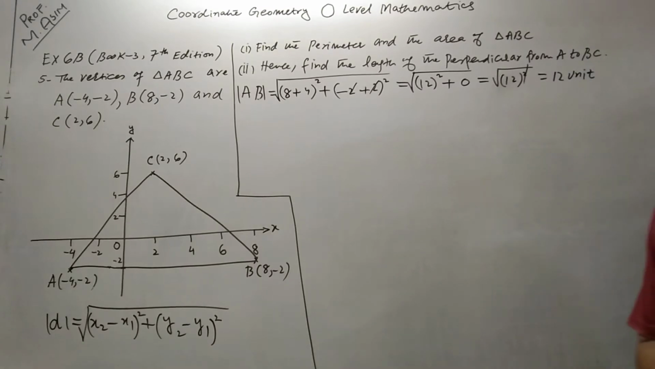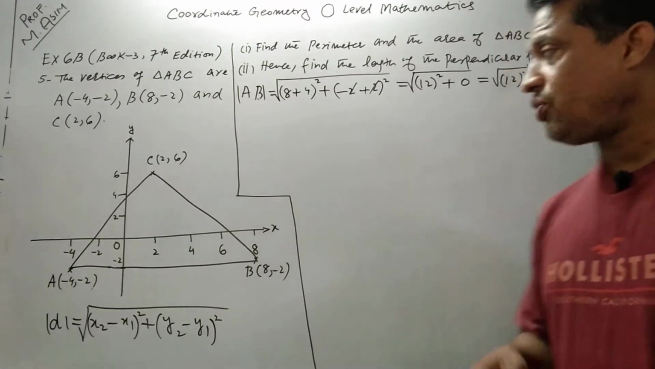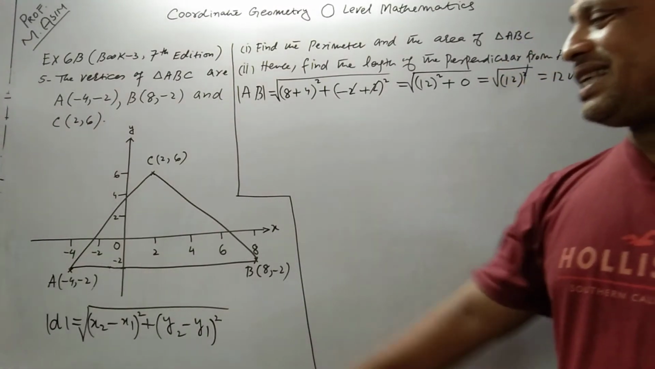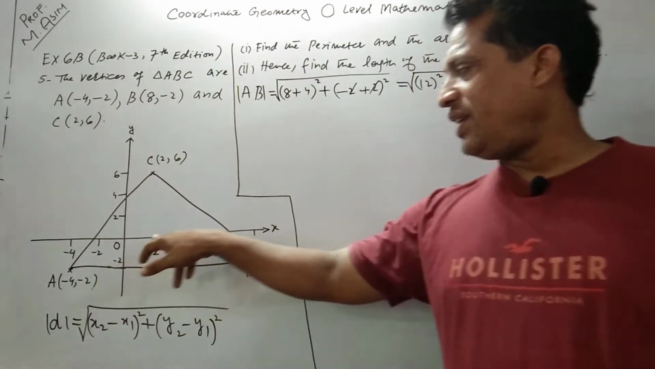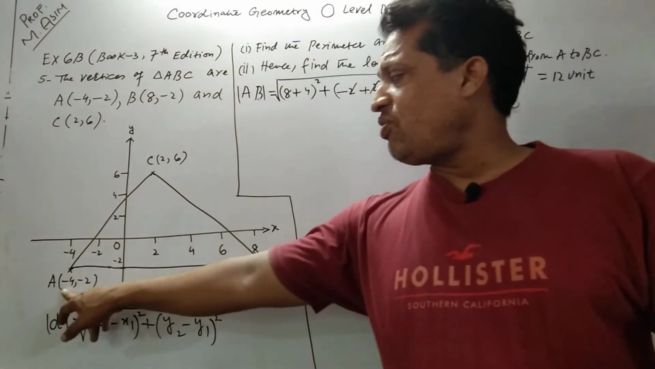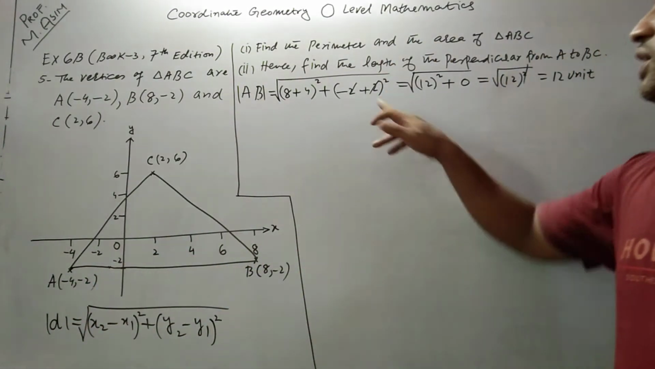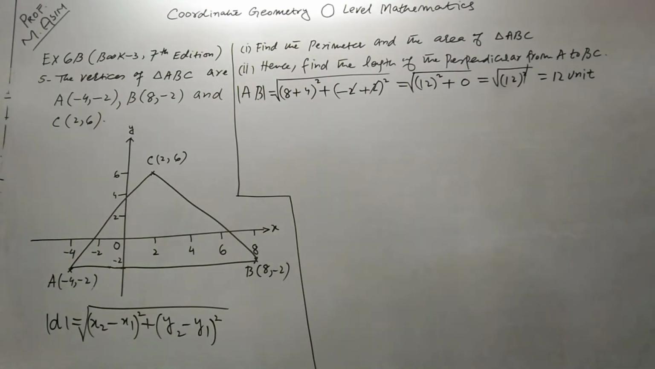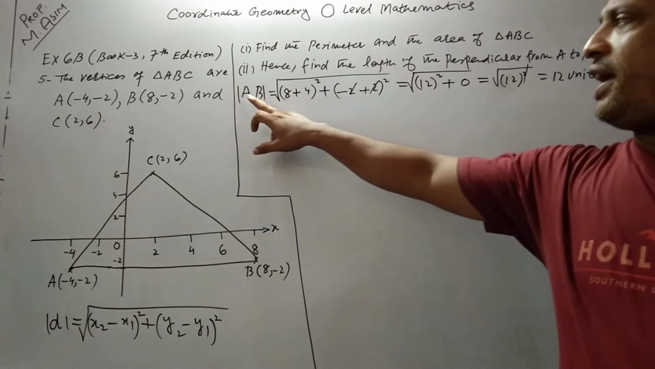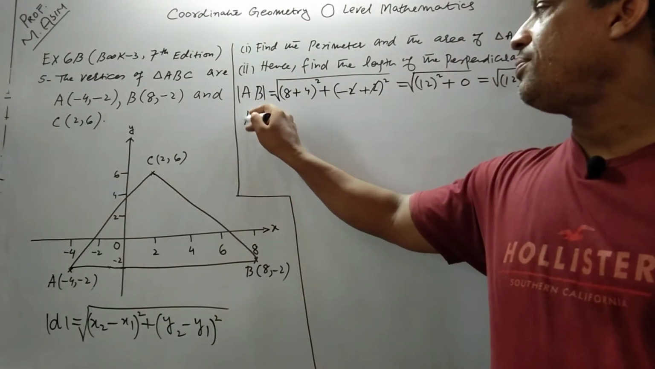So if any student uses the distance formula to get 12, and another student uses this strategy: whenever the line is parallel to the x-axis, we just add the values of x. We neglect the values of y because they cancel. Okay, this is supplementary, additional information. So AB is 12. Now find BC.